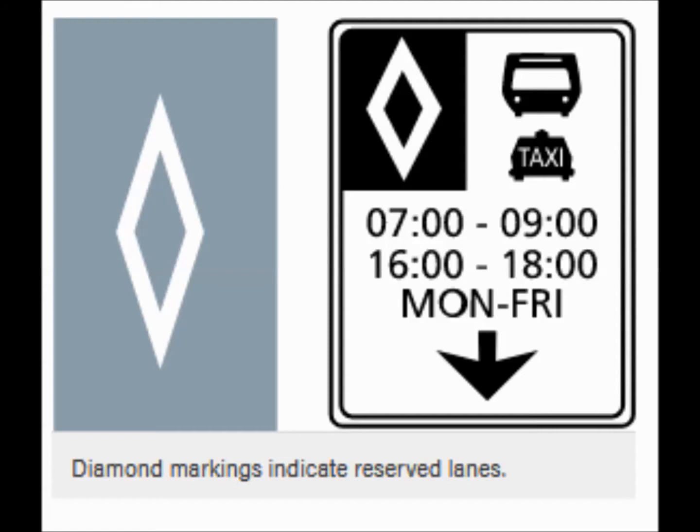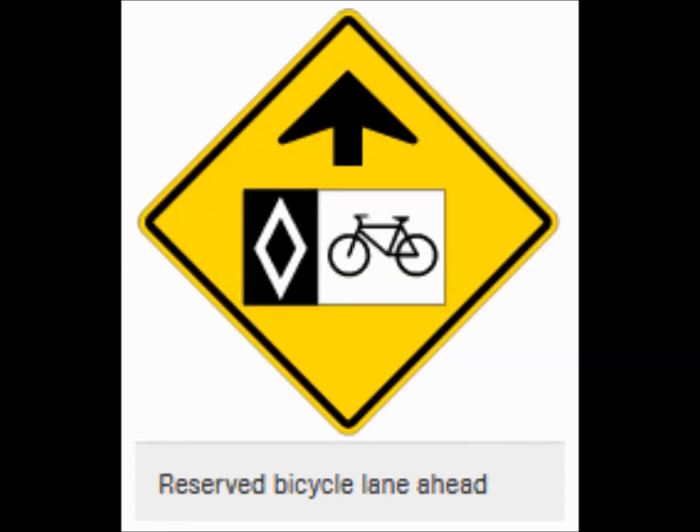Shared use lanes. A yellow diamond with a black outline. At the top of this diamond is a black arrow pointing up. In the center of the diamond, there are two images. On the left is a black square with the white outline of a diamond. On the right is a white square with the black outline of a bicycle. Reserved bicycle lane ahead.